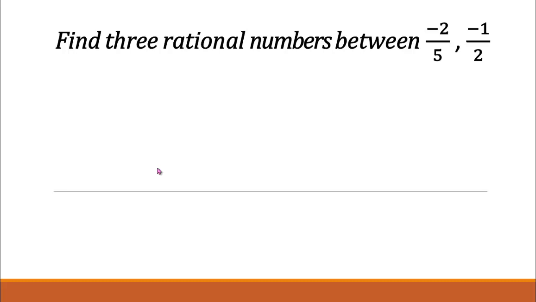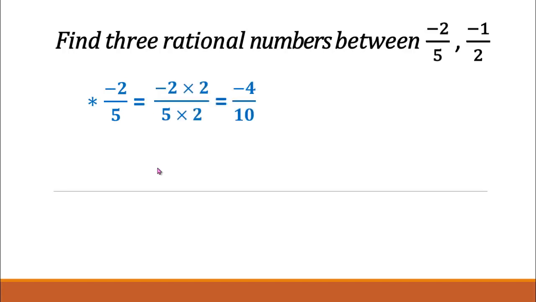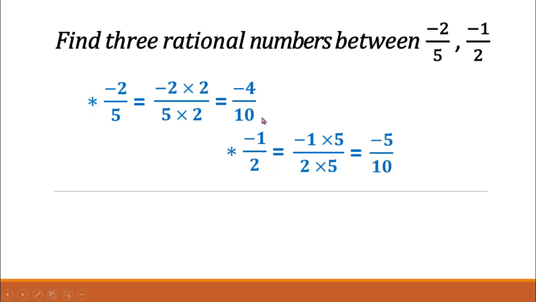Find three rational numbers between negative 2 over 5 and negative half. Negative 2 over 5, by multiplying the numerator and the denominator by 2, I can write it as negative 4 over 10. And negative half, by multiplying both the numerator and the denominator by 5, I can have negative 5 over 10. If you have a look here, yes, I have the same denominator, but there is no gap between the numerators. So I want to make my denominator bigger to get a bigger range.